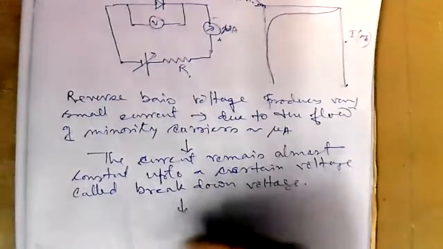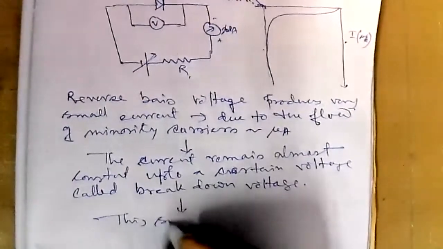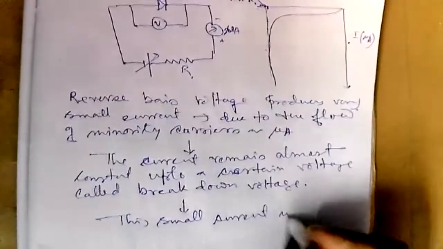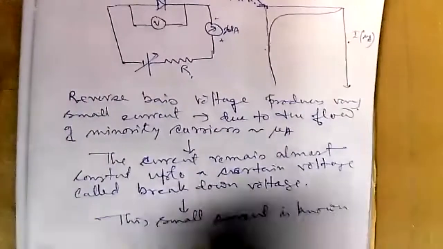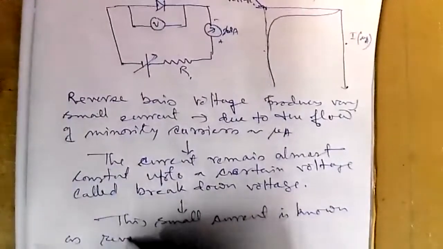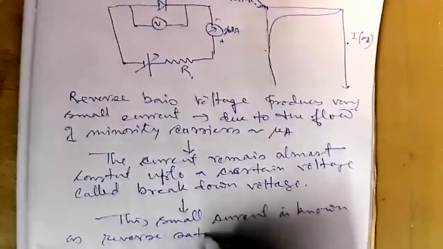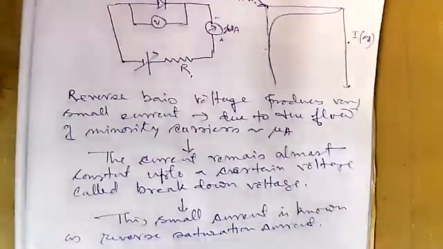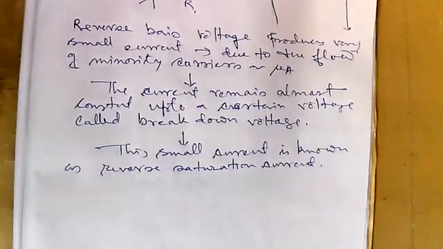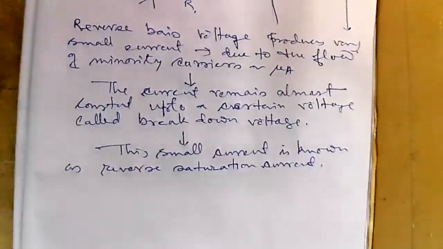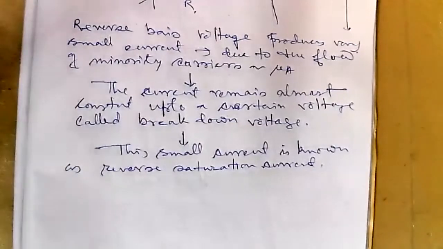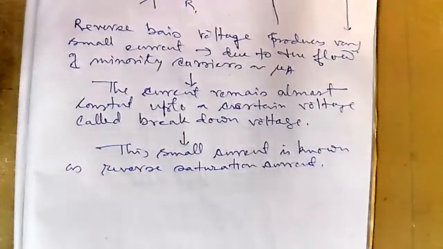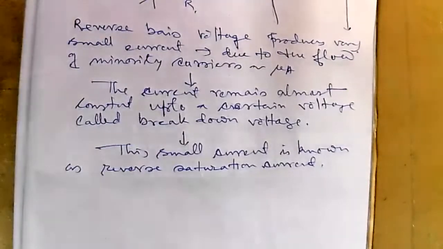This small current is known as reverse saturation current, and it is due to the flow of minority carriers across the junction. Now, when the reverse voltage across the PN junction reaches a sufficiently high value, the reverse current suddenly increases to a large value.